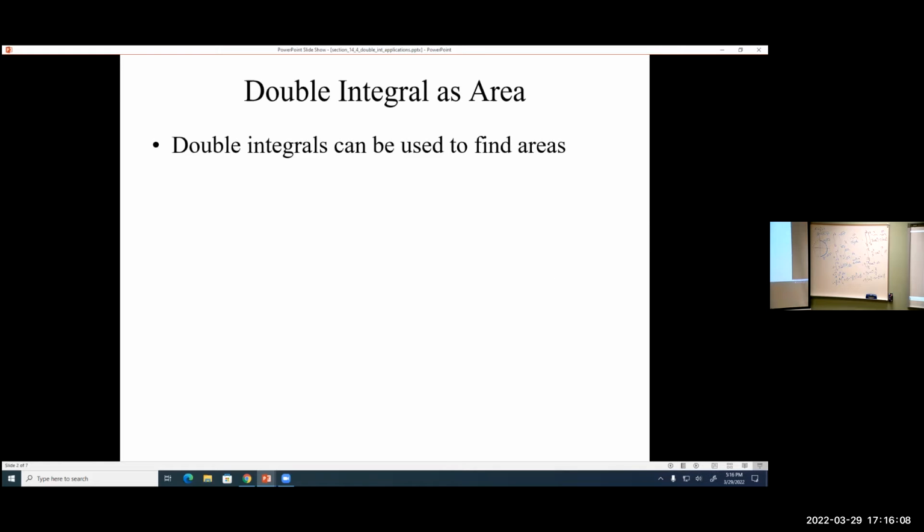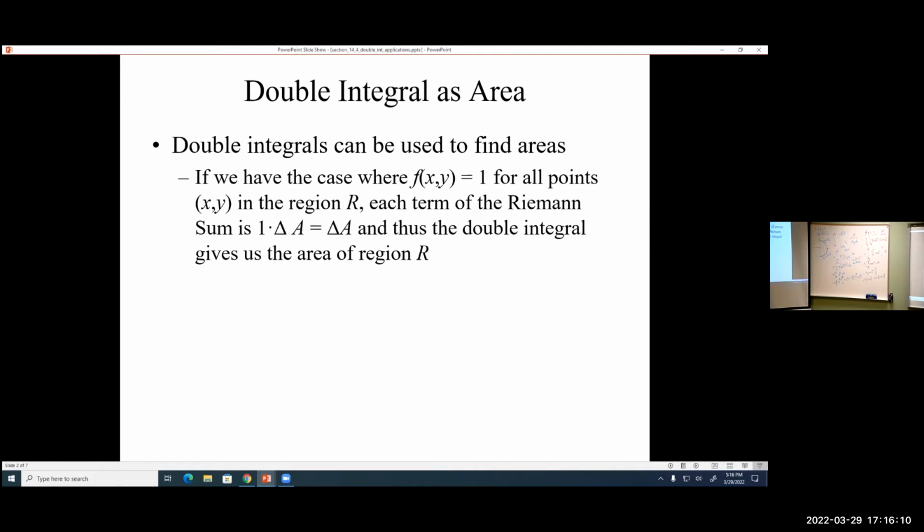We already know double integrals can be used to find areas. If you set the function to be 1, then what the double integral is doing is finding the area of this region. Same thing would go with this example. If this function was just set to be 1, then we'd actually just be finding the area of that half circle.